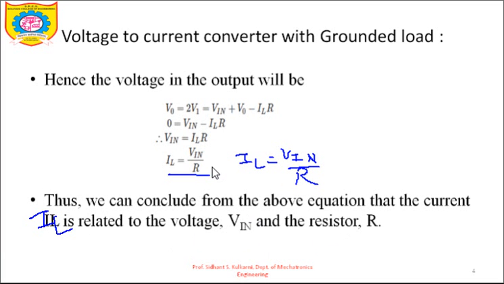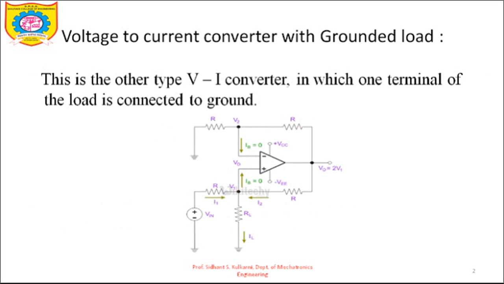Now by applying this circuit, you can just go through this. This is called a voltage to current converter with a grounded load. So we got the expression IL is equal to Vin divided by R, and therefore voltage is converted into current by using this particular circuit. So this is a voltage to current converter using op-amp circuitry.